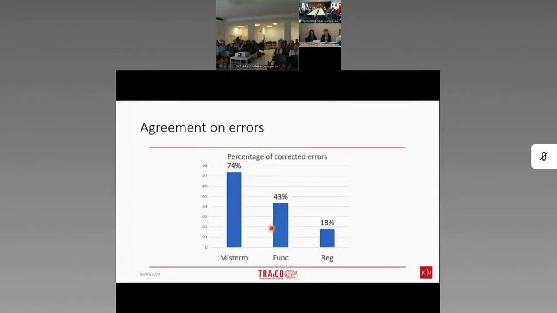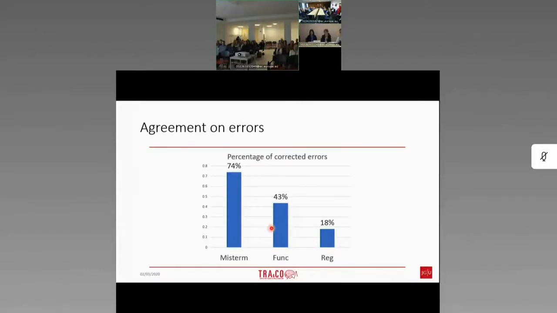And that was actually the case. So 74% of all mistranslation and terminology errors were actually corrected. 43% of the function errors, but only 18% of those errors that had been previously corrected by you were then corrected again.